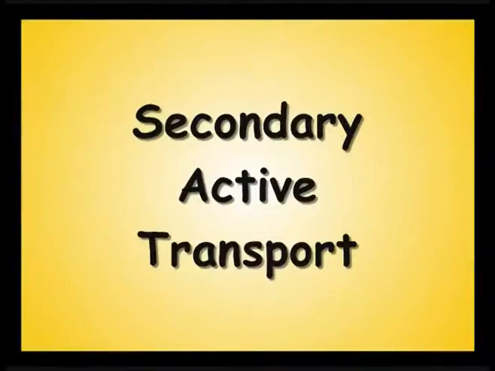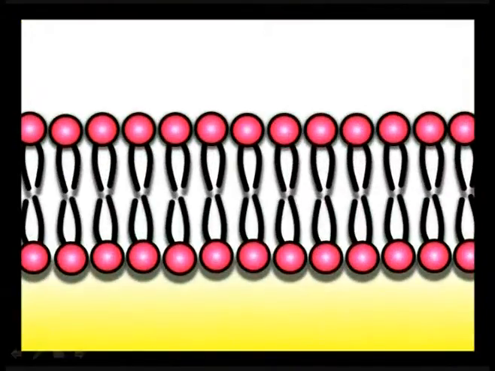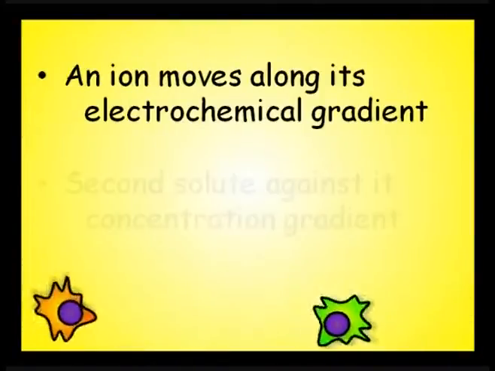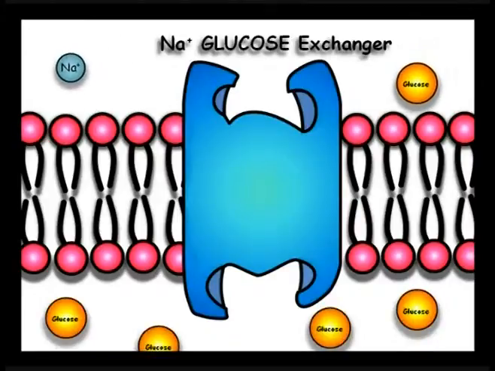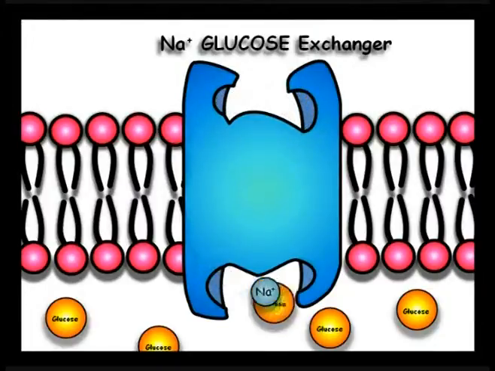On the other hand, secondary active transport uses the stored energy of an electrochemical gradient to move both an ion and a second solute across the plasma membrane. The ion moves along the electrochemical gradient, while the second solute moves against its concentration gradient. If the solute moves in the same direction as that of the ion, the process is called symport or co-transport. An example of this is a sodium-glucose exchanger, where glucose moves against its concentration gradient and in the same direction as that of the sodium ion.